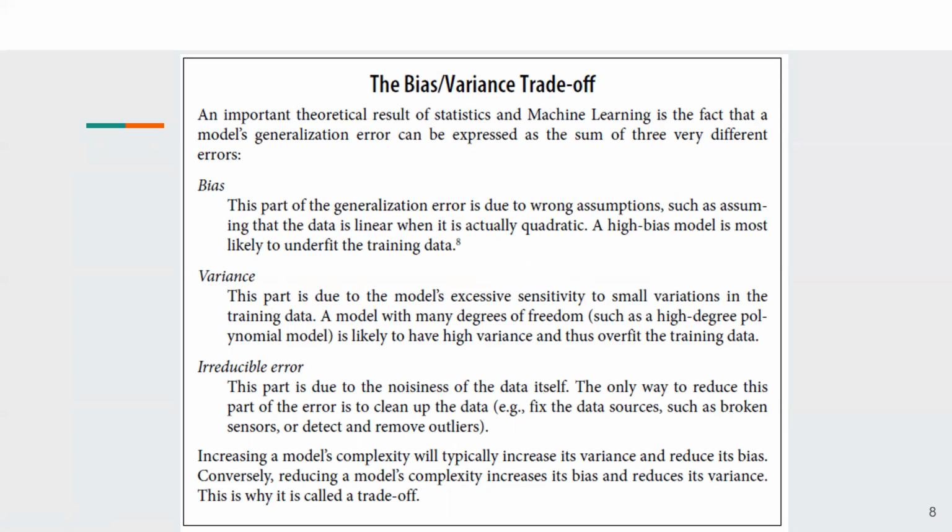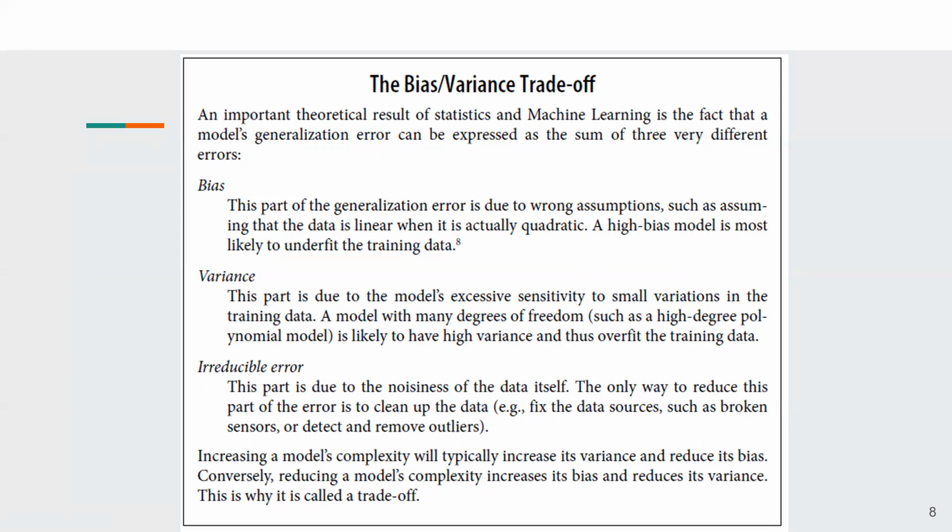One component is called bias. This part of the generalization error is due to wrong assumptions, such as assuming that the data is linear when it's actually quadratic. A high bias model is most likely to underfit the training data. That's called bias. It's essentially saying that your model is not doing a decent job if the bias is too high.